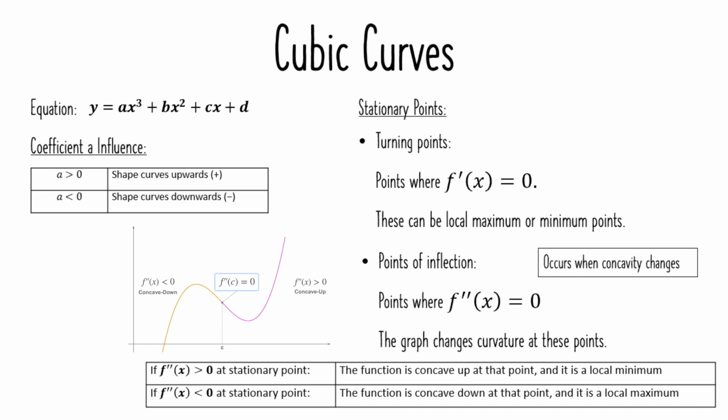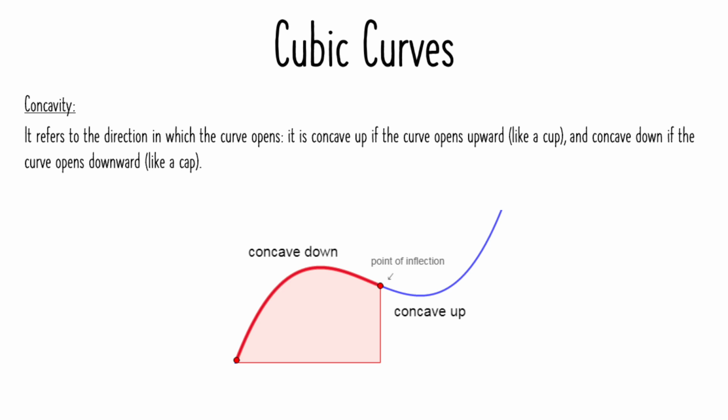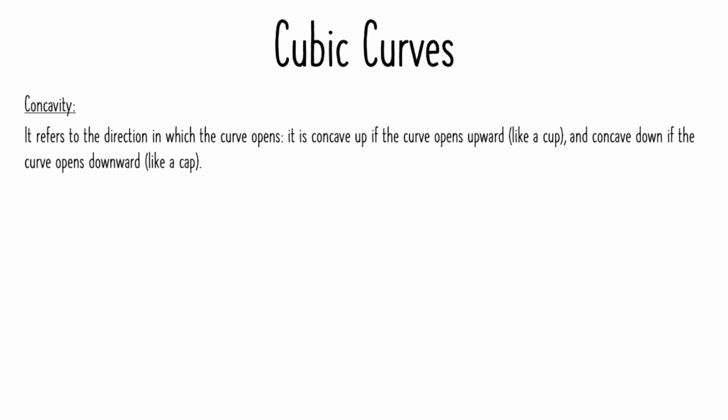This overview of cubic curves gives you essential insights into how the coefficients and derivatives affect the graph shape and key points. Next, we will explore the concept of concavity for cubic curves. Concavity refers to the direction in which the curve opens. It is concave up if the curve opens upwards, like a cup, and concave down if the curve opens downwards, like a cap.